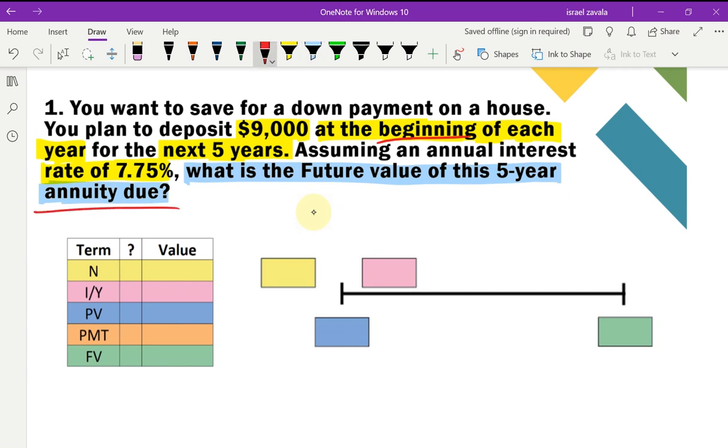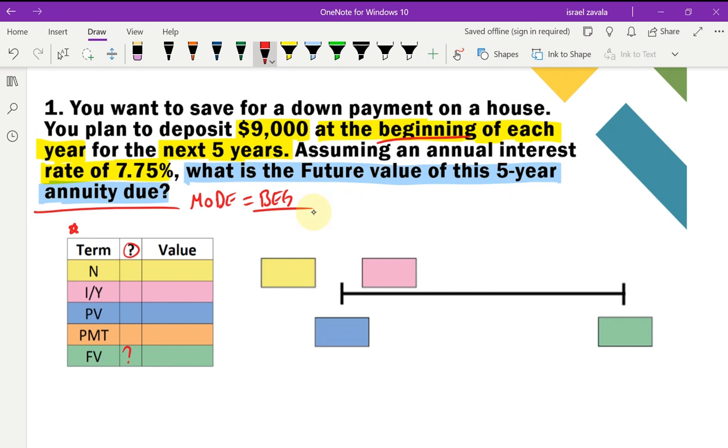In this question, it's quite generous, right? We're being told it's an annuity due, which tells me I need to set my calculator. The mode must be set to begin mode, okay? Begin mode. All right, so what is it asking? Remember, what is it asking? Let's go over here to our terms. We're going to figure out what is the question. What is the future value? Okay, that is what it's asking.